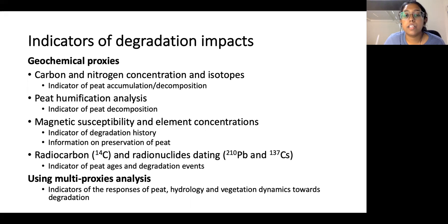And lastly, radiocarbon and radionuclide dating, such as carbon-14, lead-210, and cesium-137, are very useful in understanding when this degradation happens. And of course, I do acknowledge that these individual proxies have their own limitations when you look at them by themselves. But if you look at them together, you can use the different multi-proxies as a verification of the different indicators of the responses of peat, hydrology, and vegetation dynamics towards degradation.